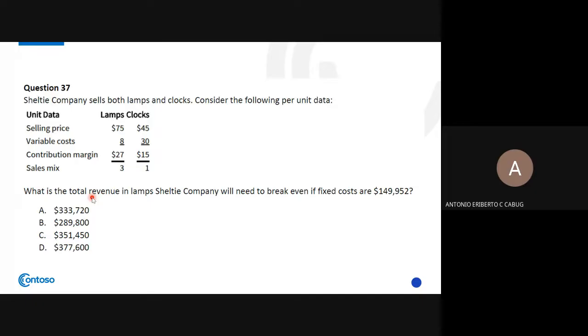Sige nga. What about this one? For this problem, I would like you to perform both approaches. Yung derecho, break-even point in sales revenue agad, tsaka yung backdoor, idaan nyo muna sa sales units, tapos work your way back to sales revenue. Okay lang? Sige. 3 minutes, go.